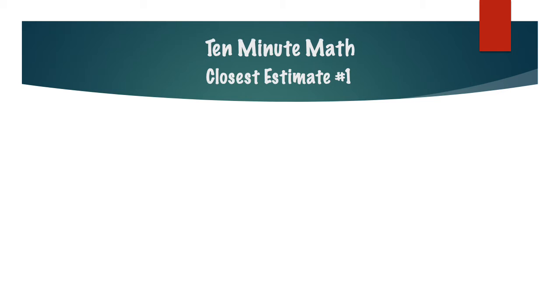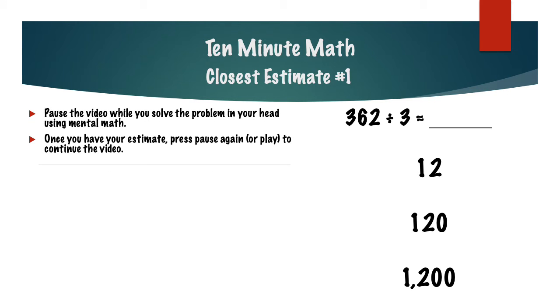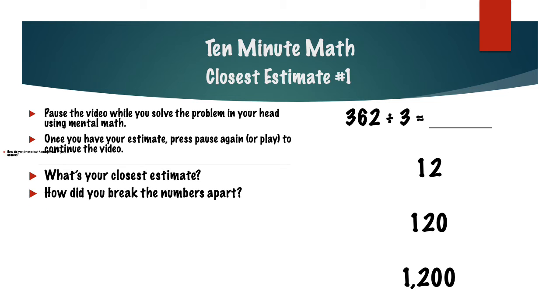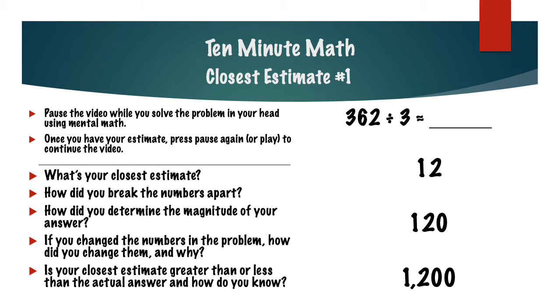10-minute math, closest estimate, problem number 1. Without solving the problem, find the closest estimate. Ready? Here's your division problem. And here's your 3 possible estimates. So what's your closest estimate? Remember to ask yourself these questions when determining the closest estimate. The closest estimate is 120. How did you do?